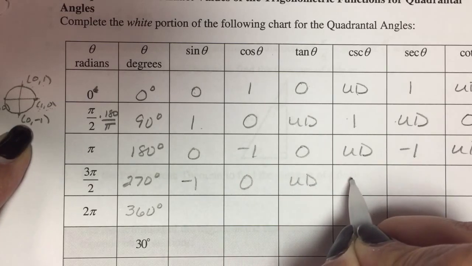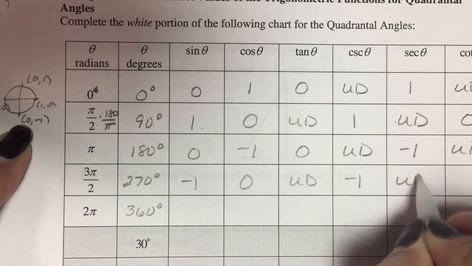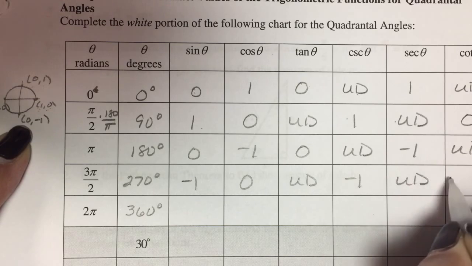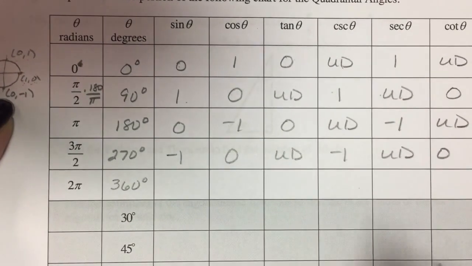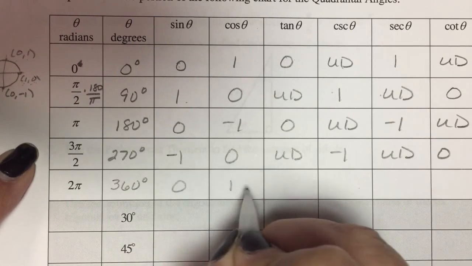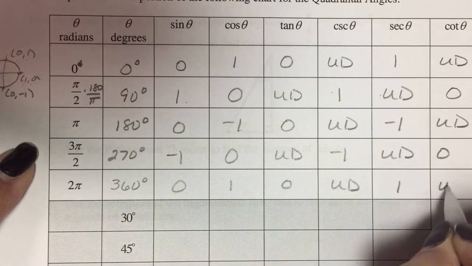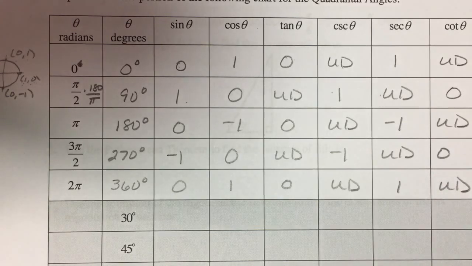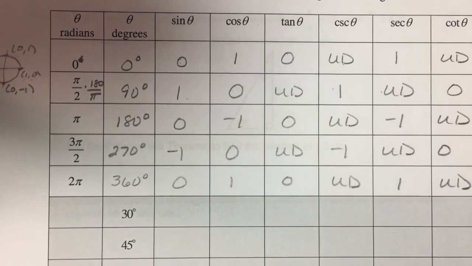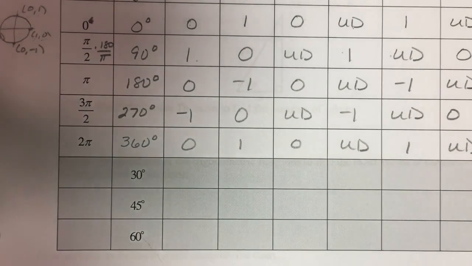Undefined. Cosecant is 1 over the sine, so that's negative 1. Undefined and 0. And we're only filling in the white part. So 360 is going to be exactly the same thing as 0. Okay. I'm going to stop the video and start a second video here.